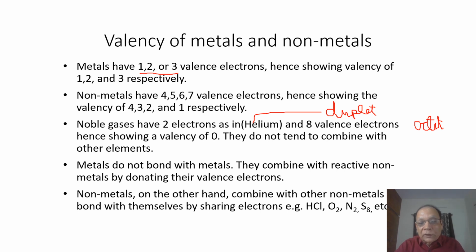Nonmetals, on the other hand, combine with other nonmetals and bond with themselves by sharing electrons, as is the case with HCl, two different elements bonding with each other by sharing electrons. Oxygen, two same atoms bonding with each other. Nitrogen, two same atoms bonding with each other. And a ring of 8 atoms of sulfur bonded to each other, etc. There are many other examples, but these have been taken to explain the case.